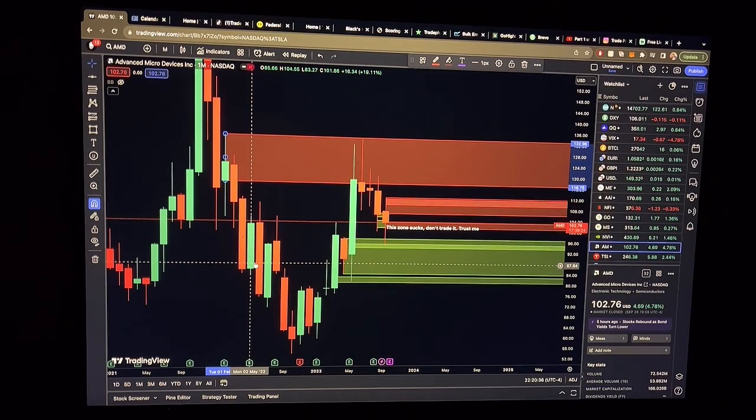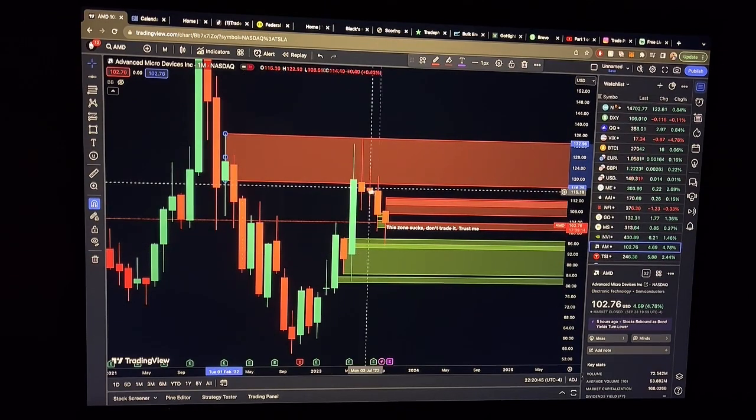If there are more buyers than sellers, price goes up. If there are more sellers than buyers, price goes down. If there are equal numbers of buyers and sellers, price consolidates and moves sideways. Does that make sense to everybody?